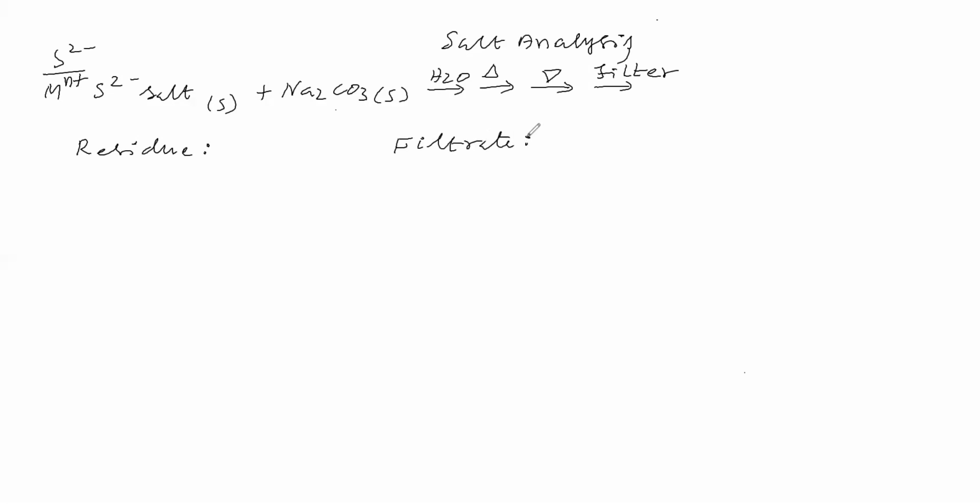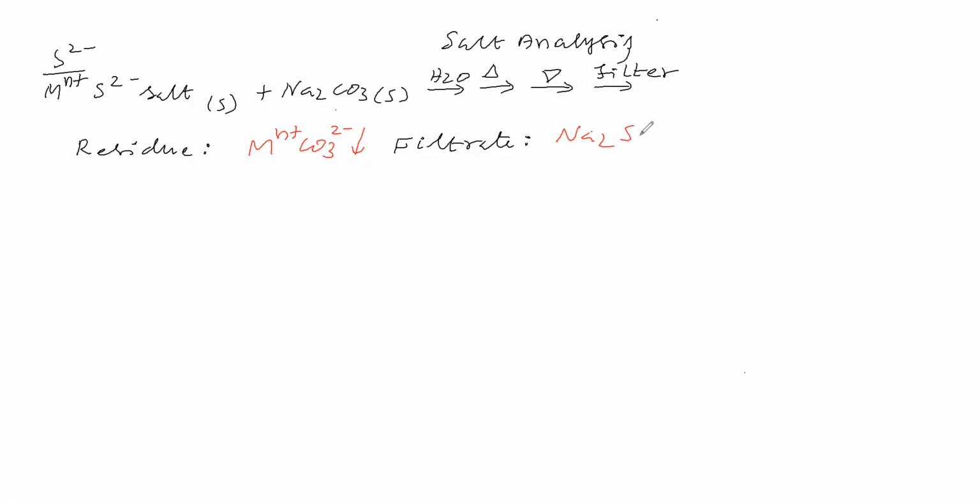In the residue, what is present? This metal cation takes the carbonate and becomes metal carbonate precipitate. This sulfide anion takes the sodium and becomes sodium sulfide, which goes to the filtrate. That means the given salt anion we are converting into sodium salt. That is the theme of sodium carbonate extract preparation.